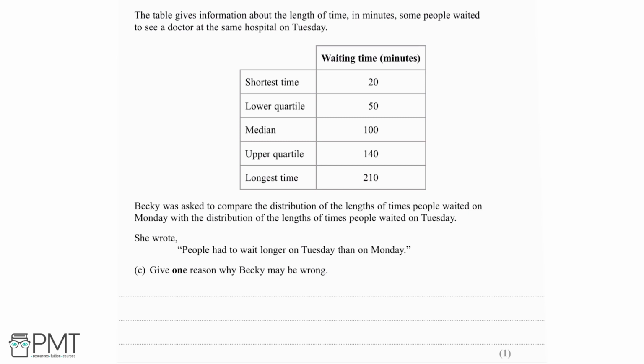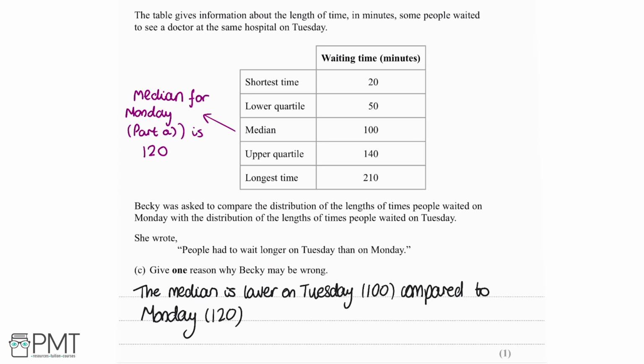A good thing to check is the median. So now looking back from our previous part on the box plot, we know that the median for Monday, so in part A, is 120. However, here the median for Tuesday is lower. It's only 100. So we can't be sure, but that's a good indication that Becky may be wrong, and the wait times could have been less on Tuesday than Monday. So I've written as my answer, the median is lower on Tuesday, so 100 compared to Monday, 120, which suggests that Becky could be wrong. For a statement along those lines, giving a reason, we get 1 mark.